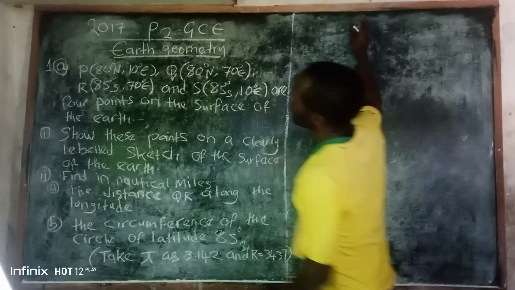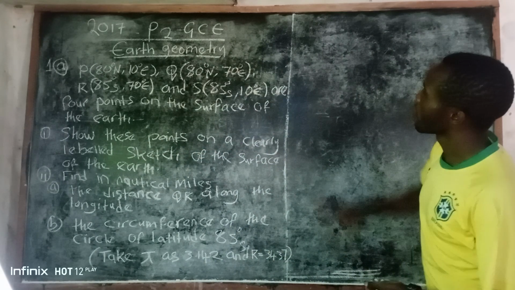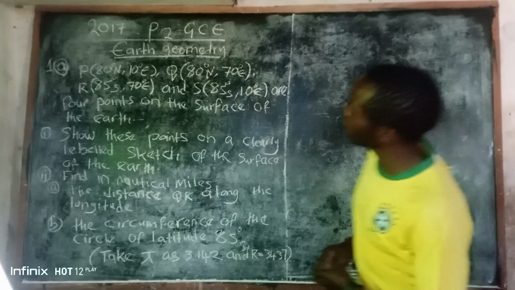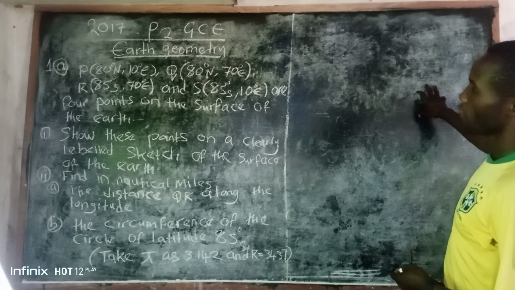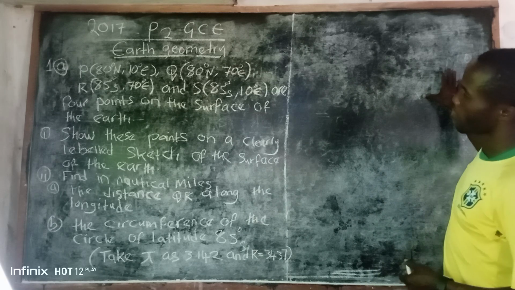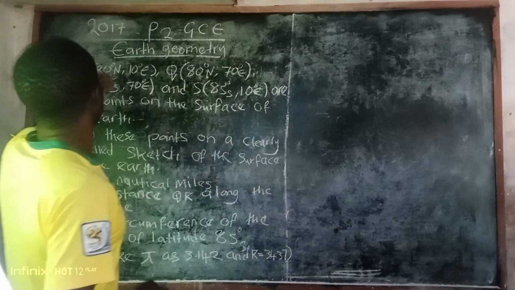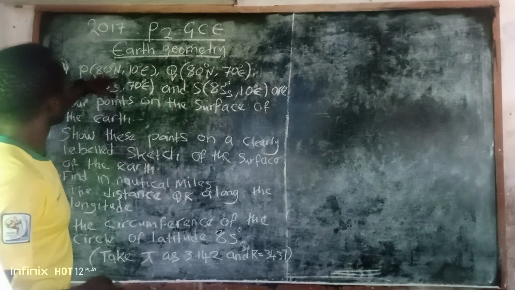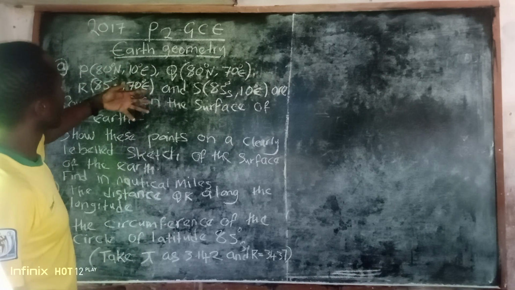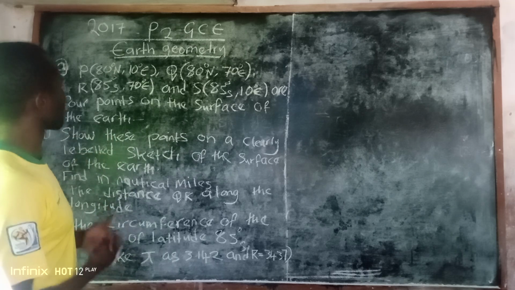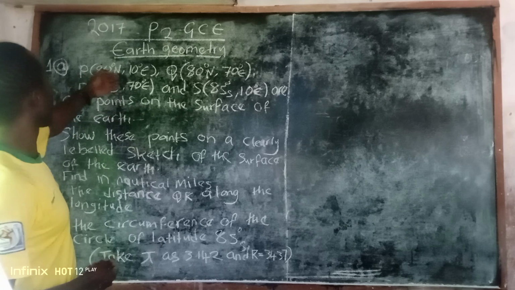Let us see how we can answer this examination question. We are starting with the one where we are supposed to show these points on the labeled sketch of the surface of the earth. For us to sketch the surface of the earth, we go back to the points and see how many north, east, south and west we have. In this case, we don't have west.